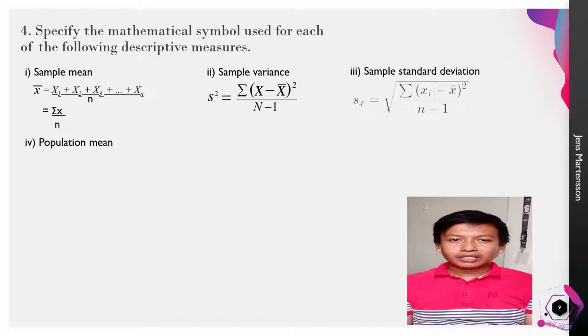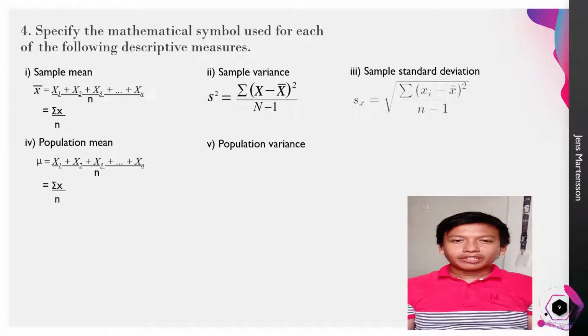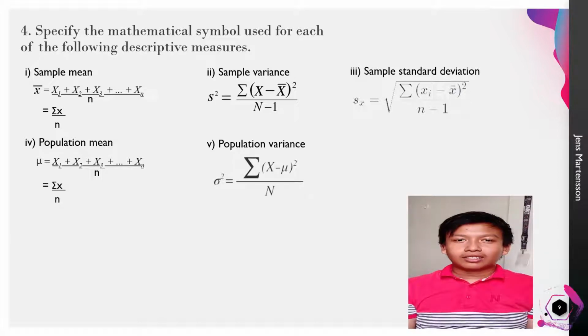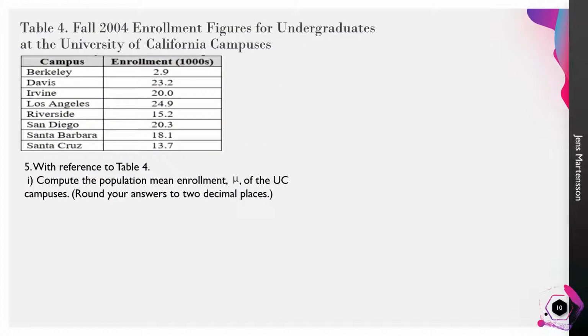The fourth is population mean. The mathematical symbol is mu. And the formula is. The fifth is population variance. The mathematical symbol is sigma squared. The formula is. The sixth is population standard deviation. The mathematical symbol is sigma. The formula is. And lastly, question number 5.